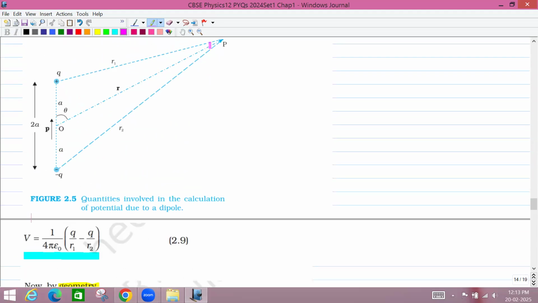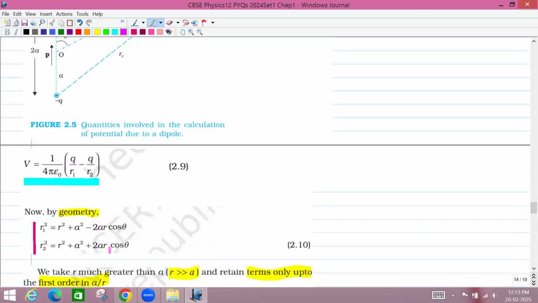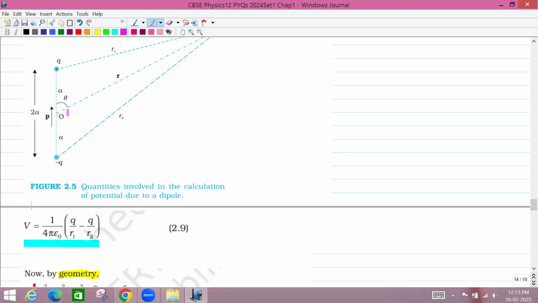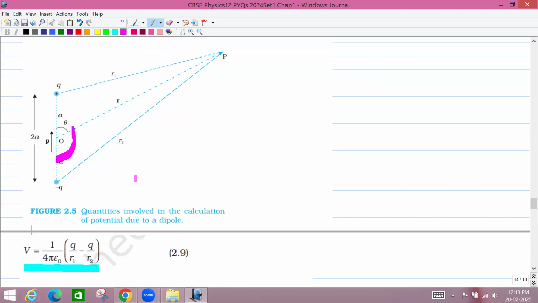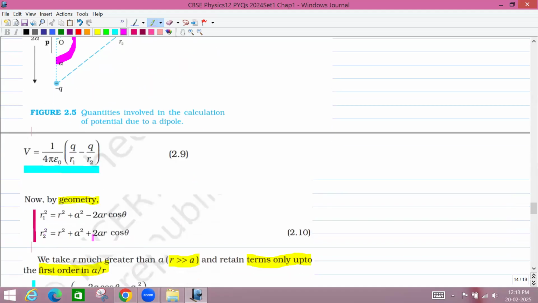Similarly, in the second triangle, I can write r2 square in terms of these two: r square plus a square minus 2ar cos of the angle between these two, which is pi minus theta. This angle is theta, so this is pi minus theta. And cos of pi minus theta is minus cos theta because cos in the second quadrant is negative. So that minus will make this minus into plus. Another way to remember is r2 is more compared to r1, so r2 will have a positive sign and r1 will have a negative sign.